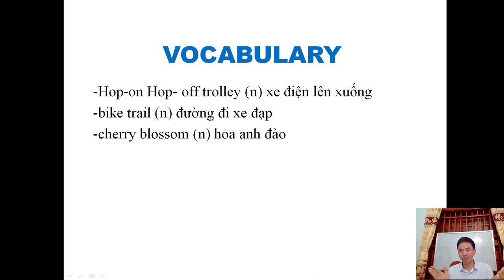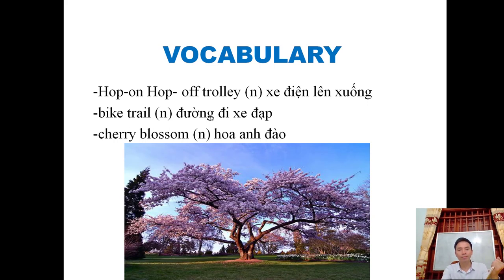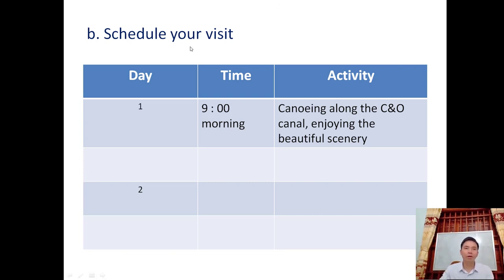Bike trail. The way for bicycle. Okay. And cherry blossom. Hoa anh đào. Right. Now. Schedule your visit. Day 1 and 2. Time 9 o'clock morning. For example, canoeing along the C&O canal, enjoying beautiful scenery. So in the afternoon, in the evening, okay, and day two, morning, afternoon, evening. So what do you do for this 2-day visit? Các em hãy hoàn thành bằng cách ghi thời gian và ghi hoạt động vào đây. Và sau khi các em lập được một bảng hành trình rồi, thì chúng ta sẽ dựa vào bảng đó để viết bài văn.